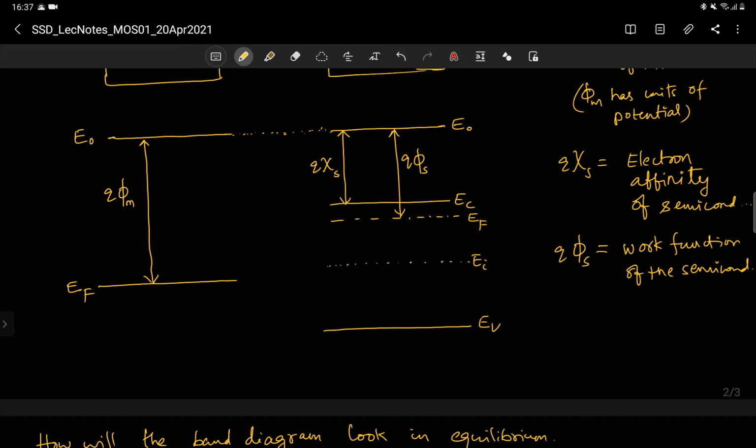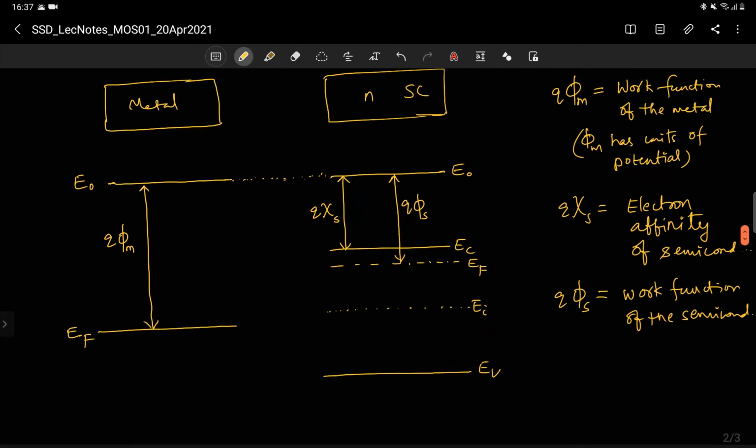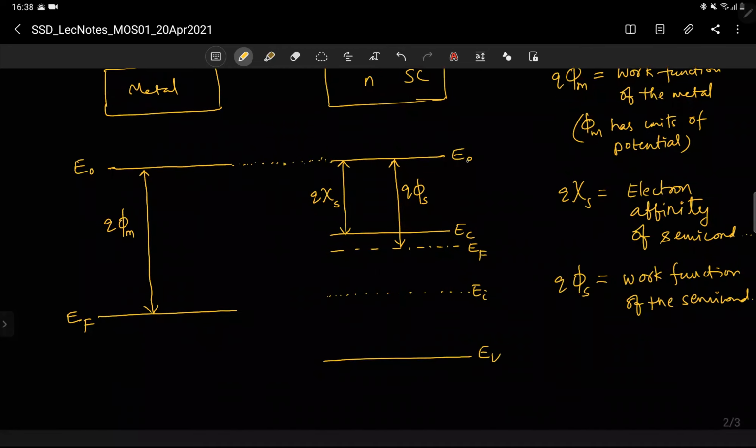Okay, so these E naught levels will be aligning with each other. So this is how you draw a band picture first for two distinct materials before joining them together. You draw individually the band pictures, on the left hand side for material 1, on the right hand side for material 2, with all the important energy levels marked. So here for the semiconductor we have E naught, EC, EF, the intrinsic Fermi level, and EV.